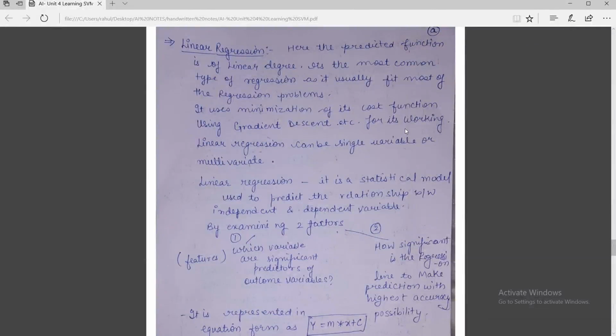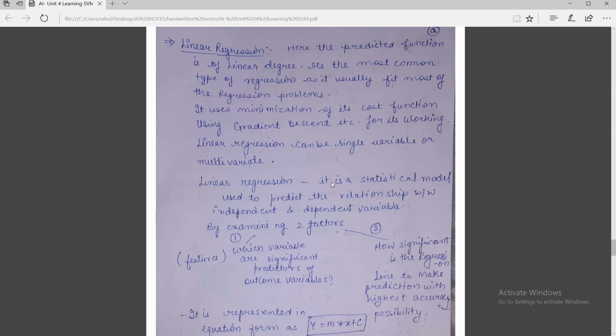The very first thing is that linear regression means the function we are predicting is of linear degree. It is the most common type of regression, and it fits almost all types of regression problems. It uses minimization of its cost by using gradient descent and many other factors for its working. Linear regression can be of a single variable or a multivariate function.